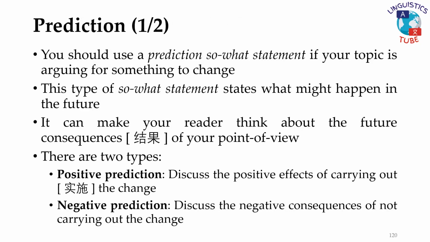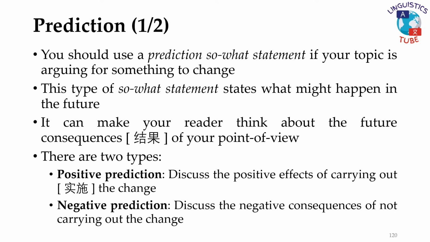I recommend that you use a prediction so what statement if your essay topic is arguing for something to change, or in other words, is arguing that a change should happen. A prediction so what statement states what might happen in the future, depending on whether the change for which you are arguing happens or not. Because of this, there are two types.